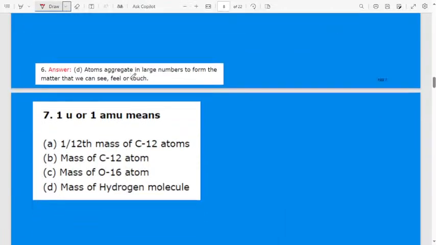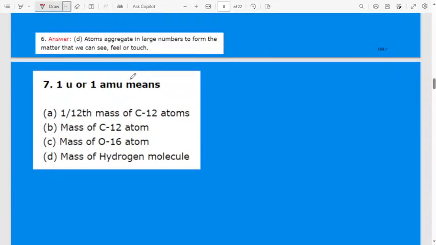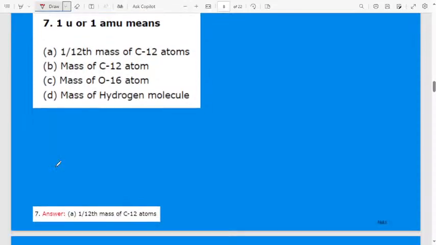Let us move to the next question. Seventh question. 1 U, or 1 AMU, what is the meaning of 1 AMU? Option A, 1 by 12th of the mass of carbon 12 atom. Option B, mass of carbon 12 atom. Option C, mass of oxygen 16 atom. Option D, mass of hydrogen molecule. 1 AMU means 1 by 12th of the mass of carbon 12 atom.